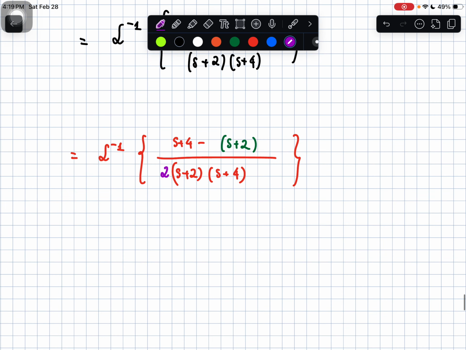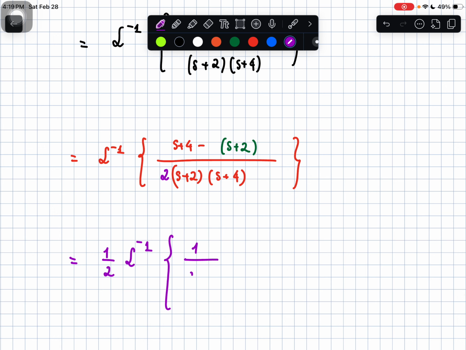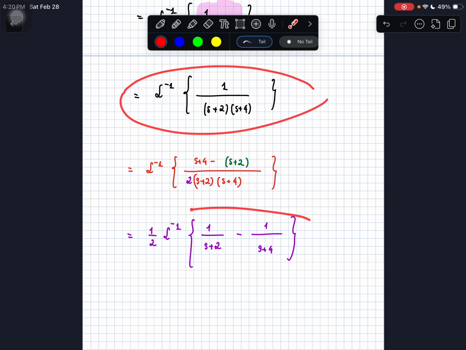Now I can split that. First I move the 2 outside: 1 over 2 times the inverse transform of this term minus this term. The first term, s plus 4 cancels out, you have 1 over s plus 2. Second term, 1 over s plus 4. With that, you don't need to solve for the constants A and B in the partial fraction decomposition. Otherwise, you can do that and you get this one.